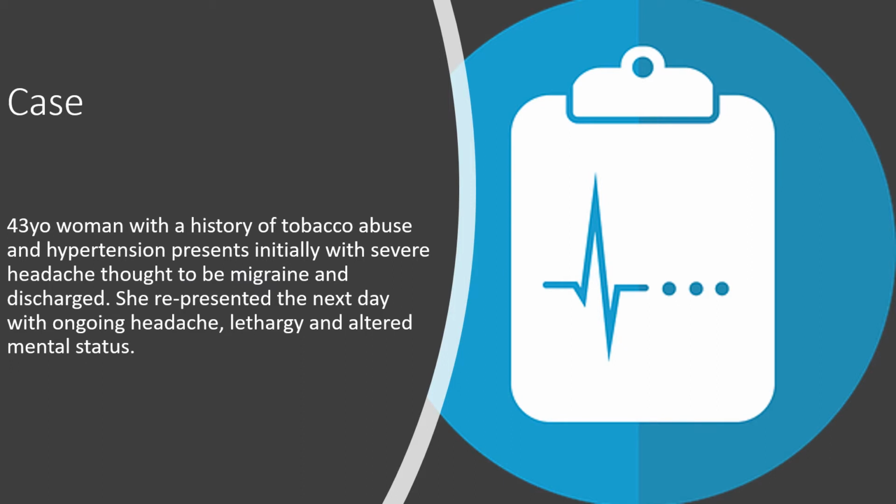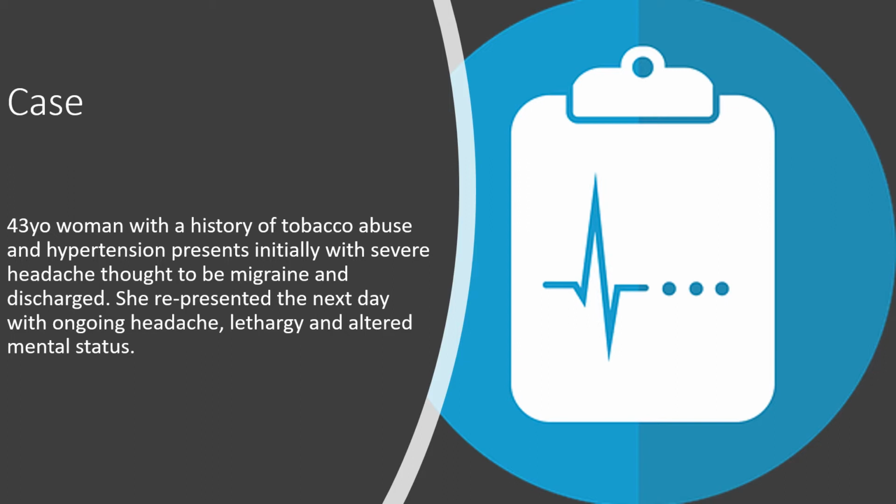I'm going to start with a case to take us through the course of aneurysmal subarachnoid hemorrhage and how we should manage these patients. We have a 43-year-old woman with a history of tobacco abuse and hypertension who presents with a severe headache that was initially thought to be migraine. She then presents 24 hours later with worsening neurologic symptoms and concern for aneurysmal subarachnoid hemorrhage. As you can see, this patient has multiple of the factors I told you puts her at risk for aneurysmal subarachnoid hemorrhage. She's a middle-aged woman with a history of smoking and high blood pressure.